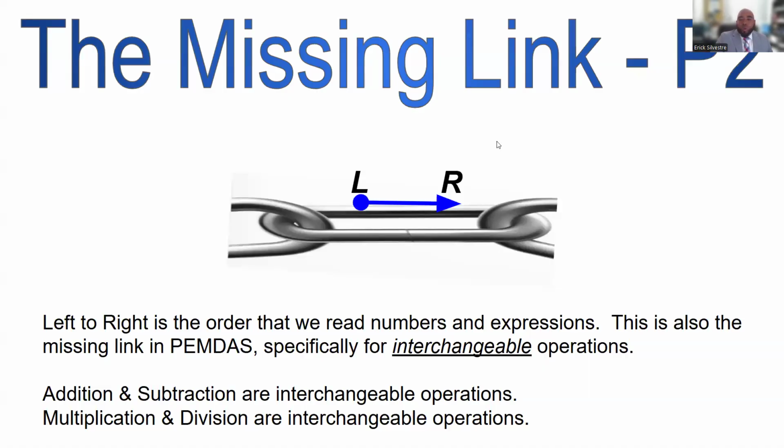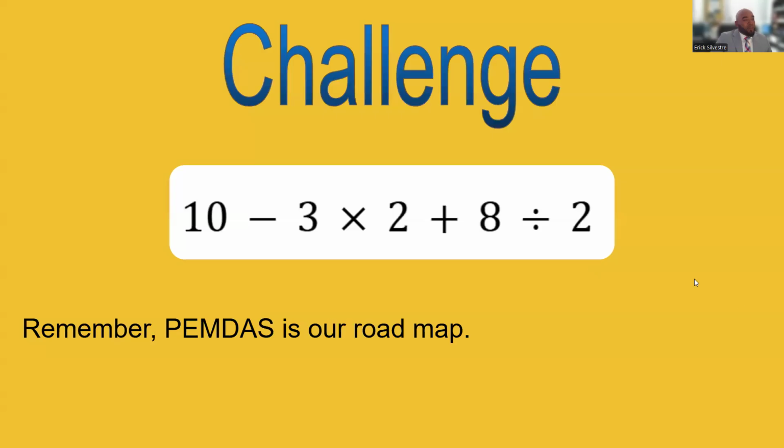I'm going to start by reviewing last week's lesson. So if you take a look, let's do a quick recap. The missing link part two. Now remember, whenever we are applying PEMDAS, we can't forget that when we are dealing with interchangeable operations, we have to go from left to right. And mainly the interchangeable operations that we learned last time were addition and subtraction and multiplication and division. So we can never forget that you always have to look at those expressions when you go from left to right. Now, last time I gave you a challenge.